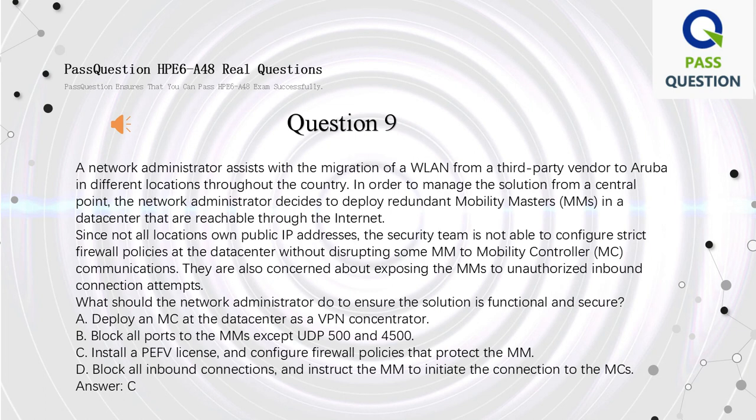What should the network administrator do to ensure the solution is functional and secure? A. Deploy an MC at the data center as a VPN concentrator. B. Block all ports to the MMs except UDP 500 and 4500. C. Install a PEFV license, and configure firewall policies that protect the MM. D. Block all inbound connections, and instruct the MM to initiate the connection to the MCs. Answer: C.